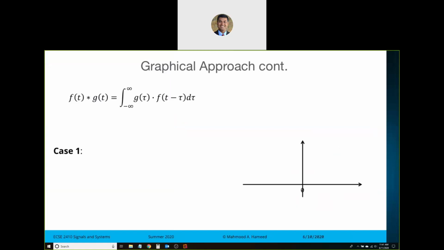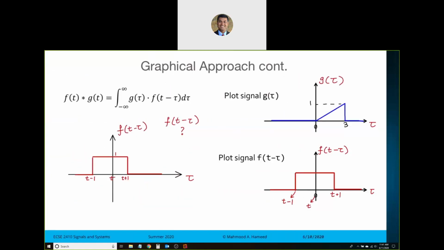Now the next question is, because we are interested in multiplying the signals and integrating the overlapping region, I can evaluate this overlap in multiple cases. So the first case that I'm going to consider is when t plus 1 is less than 0. When t plus 1 is less than 0, there is no overlap in those signals.